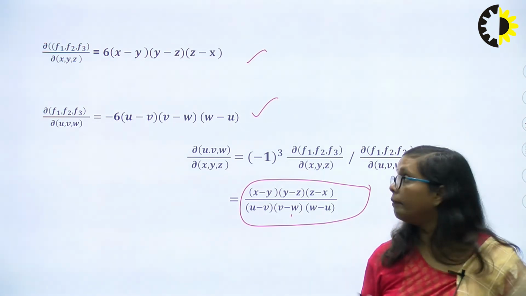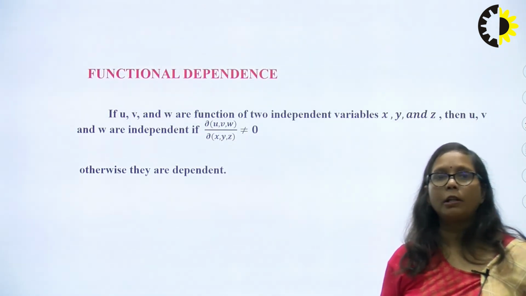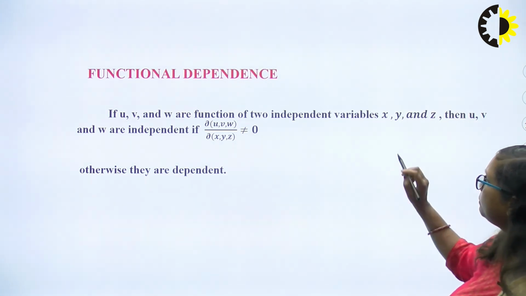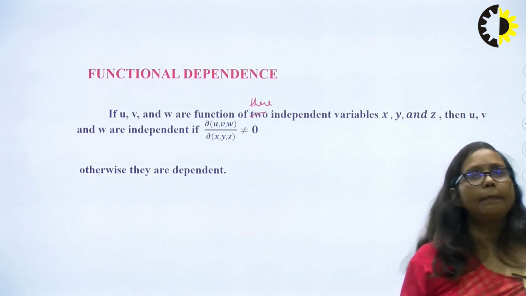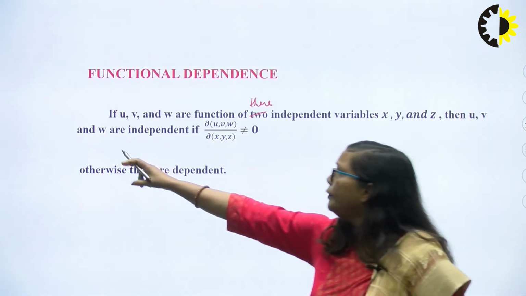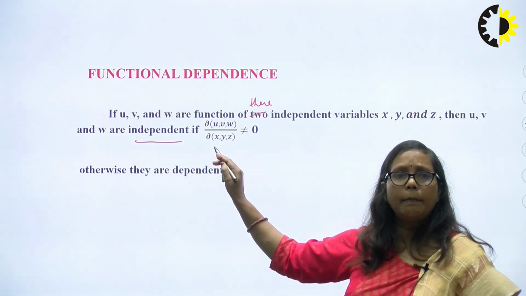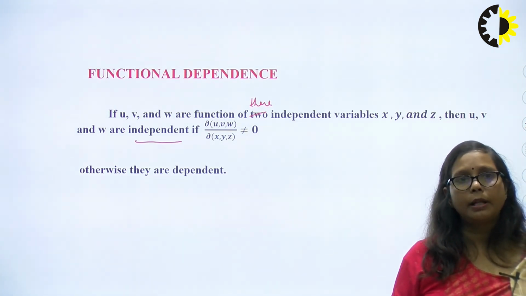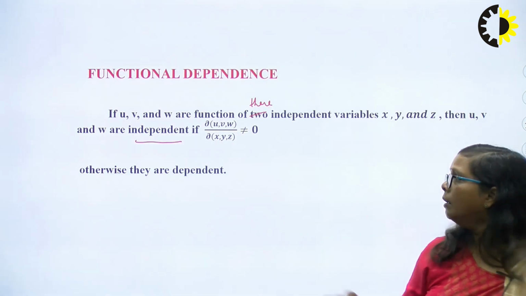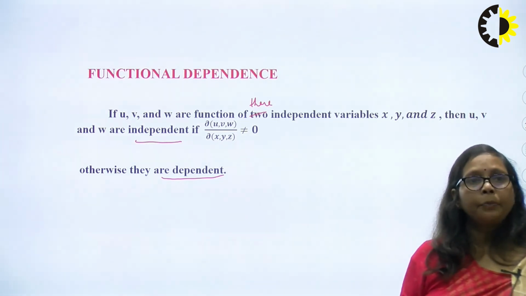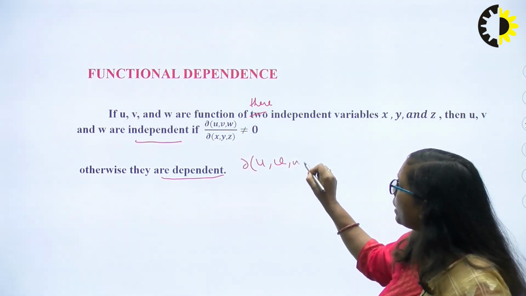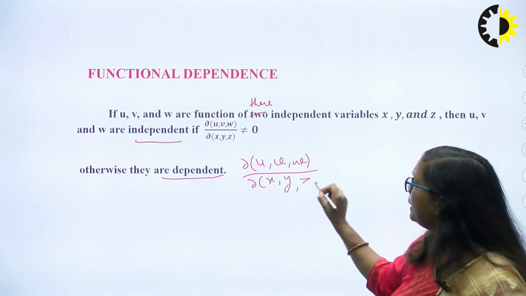Okay. So, that's how we apply the formula for implicit functions. Now, one more application is called functional dependence. What is the meaning of functional dependence? It says that if UVW are functions of 3 independent variables x, y, z, then UVW are independent if the Jacobian of UVW with respect to x, y, z is not equal to 0. If this Jacobian is not equal to 0, then we say that u, v, and w are independent variables. Otherwise, they are dependent. For proving that variables are dependent, we need to show that the Jacobian of UVW with respect to x, y, z must be equal to 0.